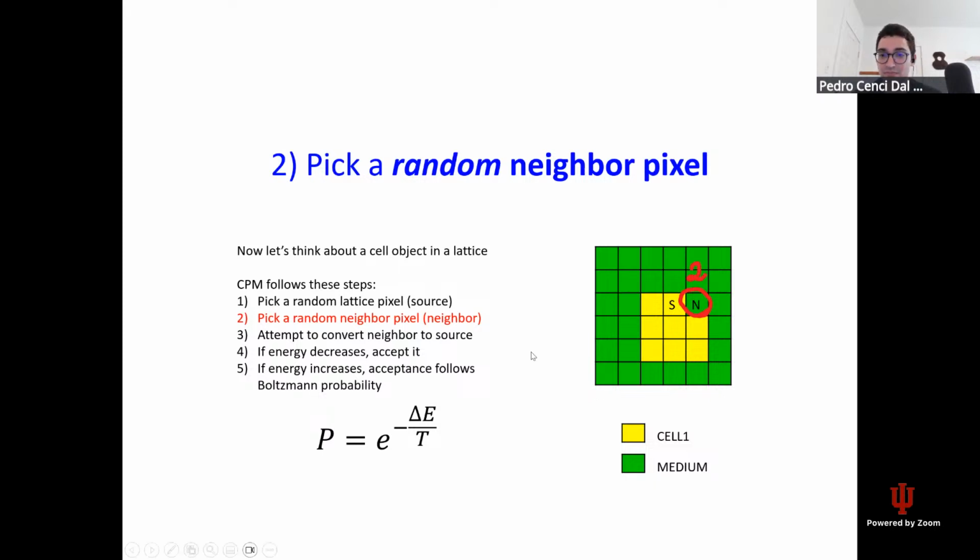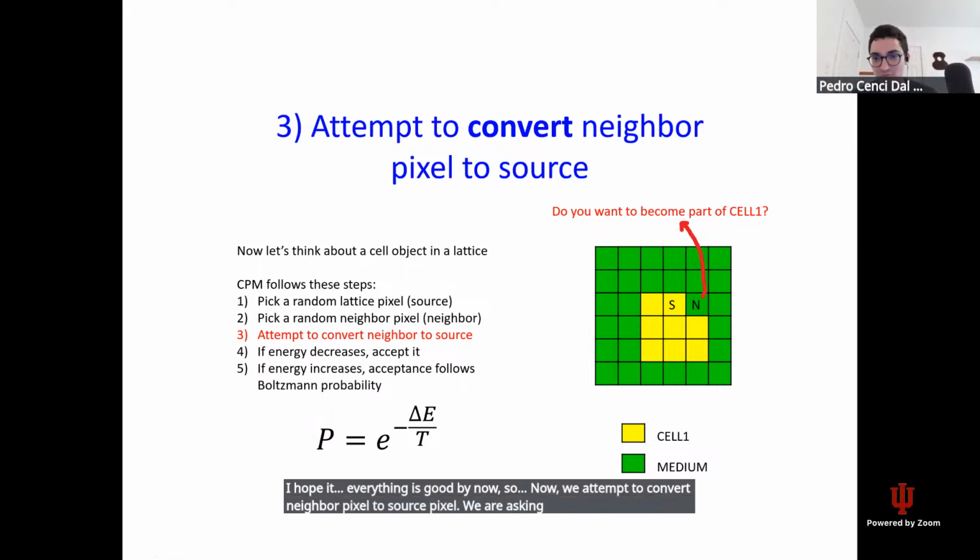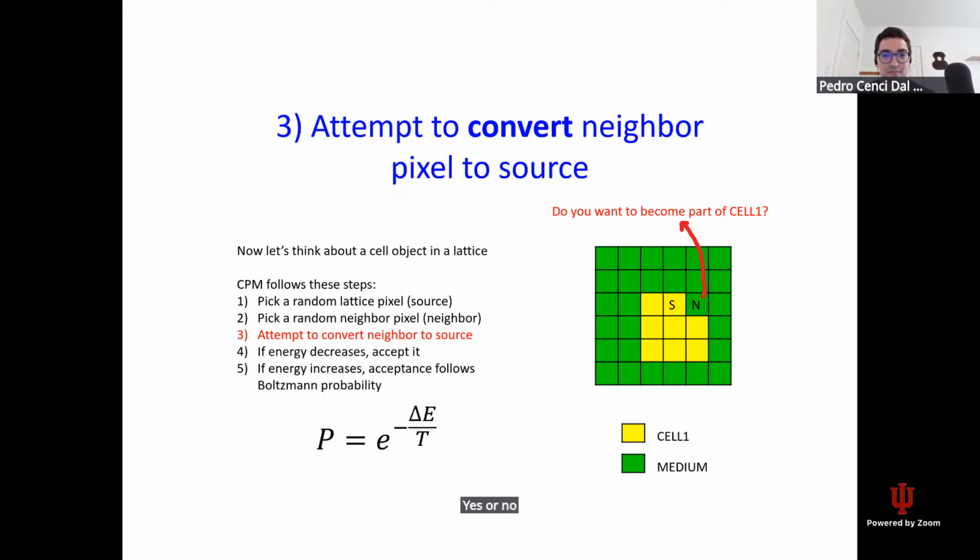I hope everything's good by now. So now we attempt to convert the neighbor pixel to the source pixel. We are asking the neighbor pixel, do you want to become part of cell 1? Yes or no? How do we answer this question? We need an energy, right? We need an energy function.